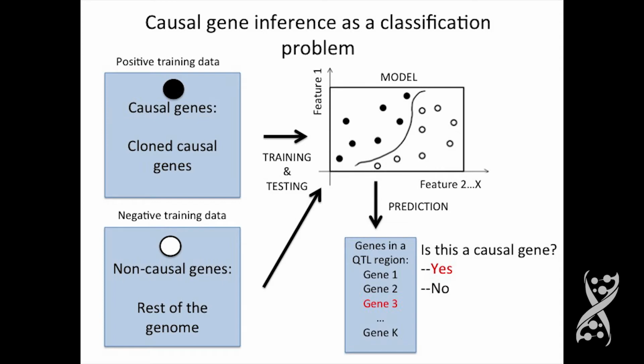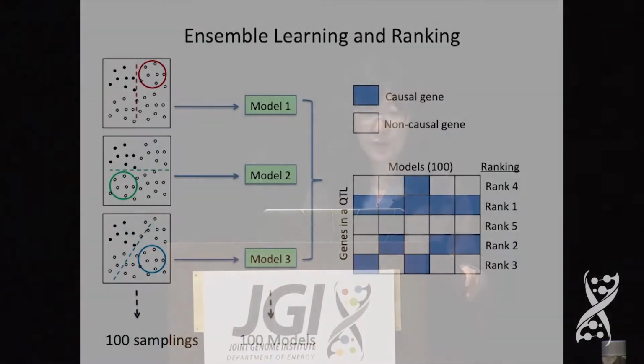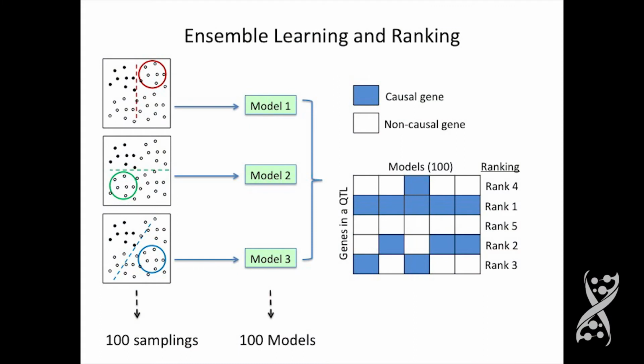And so we used a lot of different features that I'll describe to you a little bit later to build this model. Now, initially, this algorithm didn't work very well, and it turned out that it's because the size of the negative training data compared to the positive training data was too large. And so the algorithm was able to predict non-causal genes pretty well, but it was pretty bad at predicting the causal genes, which is kind of the opposite of what we want. And so to get around this problem, we developed an ensemble learning and ranking approach where instead of building just one model, we built hundreds of models.